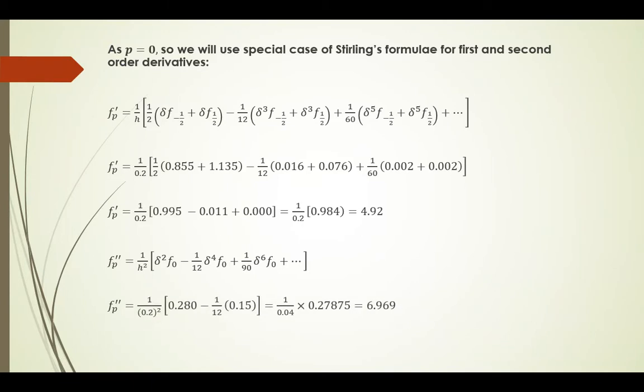Replace the values from table, which is sigma square f0 is this thing, sigma 4 f0 is this thing, and sigma 6 is missing in the table. So we go just towards the fourth difference from the table. So that is 6.969, which is the second derivative when p is equal to 0. So I think Stirling's formula is simple to apply, but you need to remember that formula by writing that formula again and again.